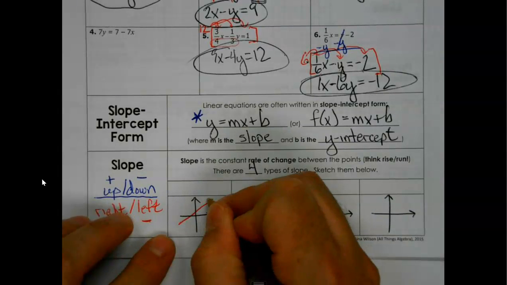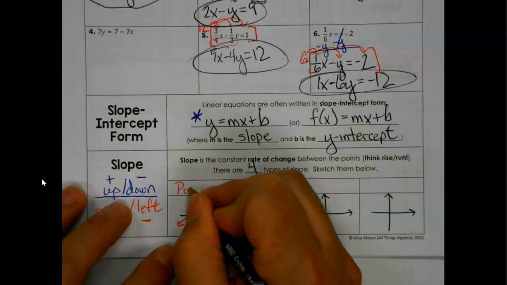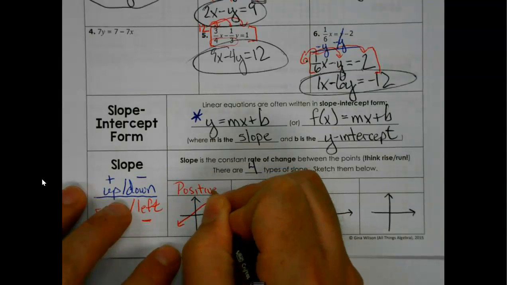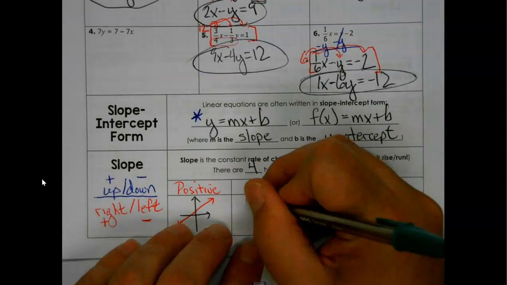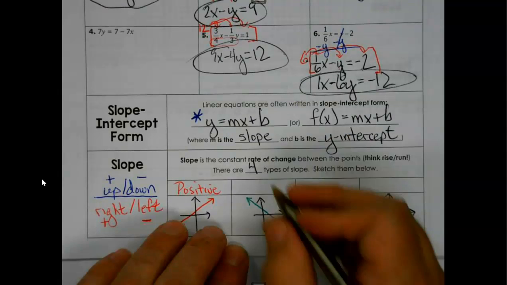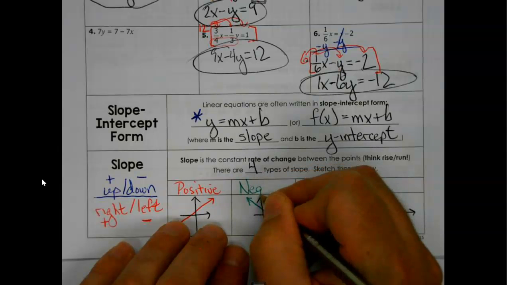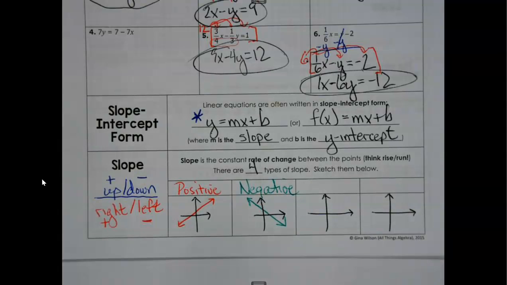If you have a line that goes up to the right, that's a positive slope. If you have a line that goes down to the right, we have a negative slope. We're always talking about left to right with these.